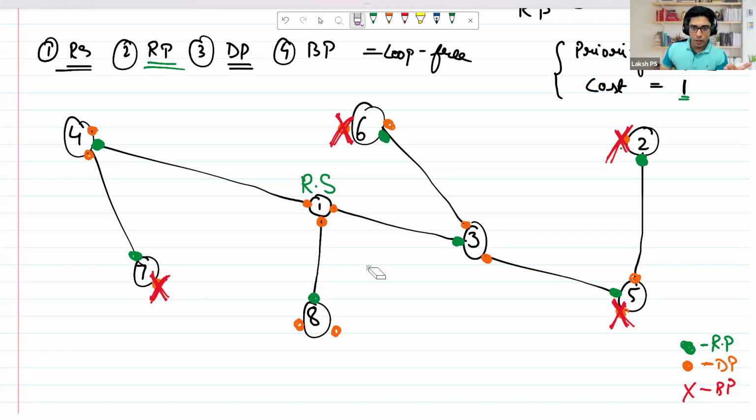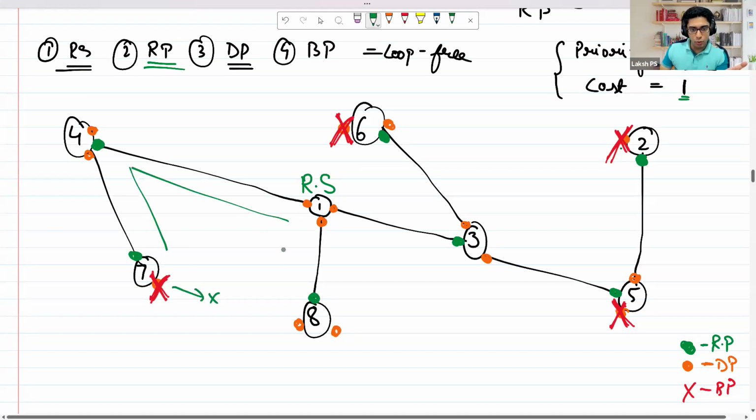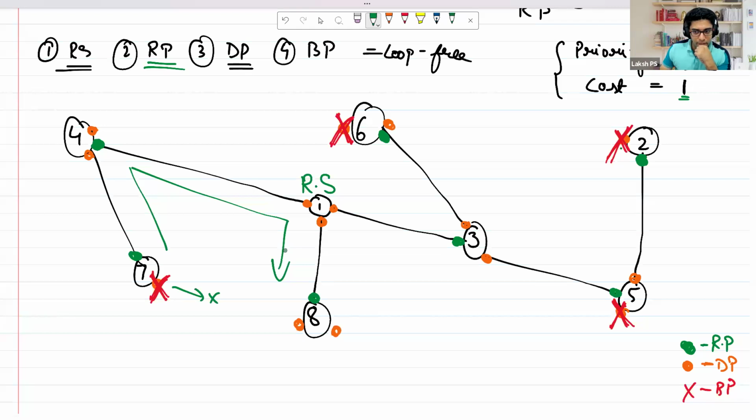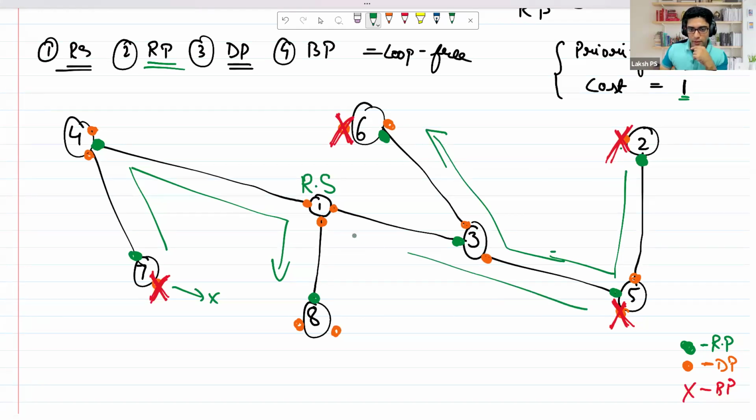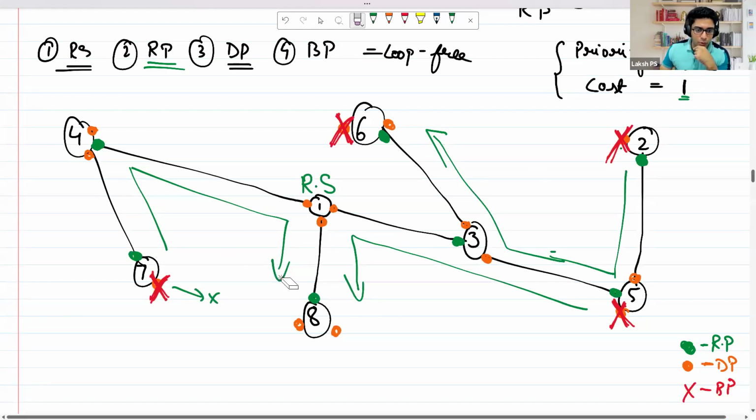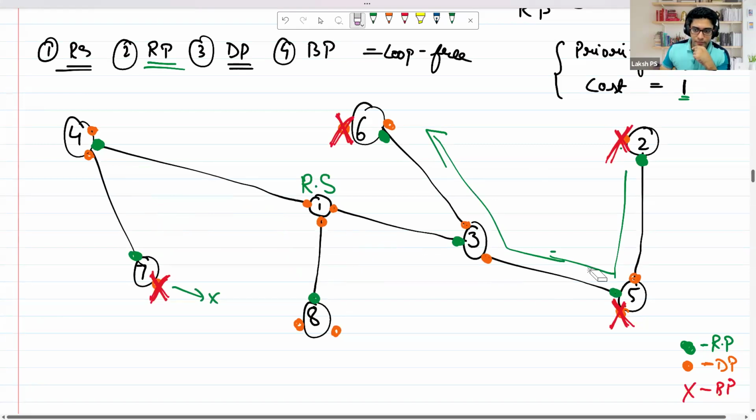Okay. So now if 7 wants to send data to 8, it cannot send through the block port interface. It has to go like this. If 2 wants to send data to 6, it needs to go like this. If 5 and 8 want to talk to each other, they need to talk like this. So this is how a spanning tree protocol creates a loop-free environment. Okay, clear? Any question? Anyone?